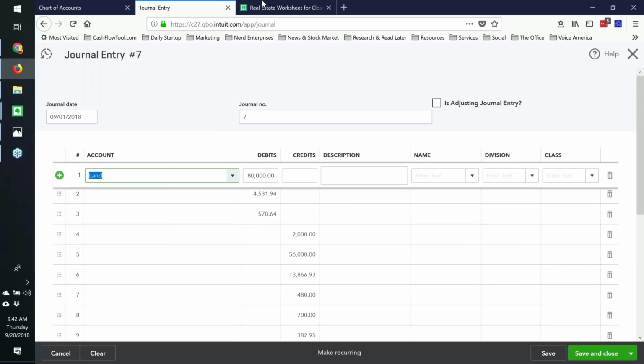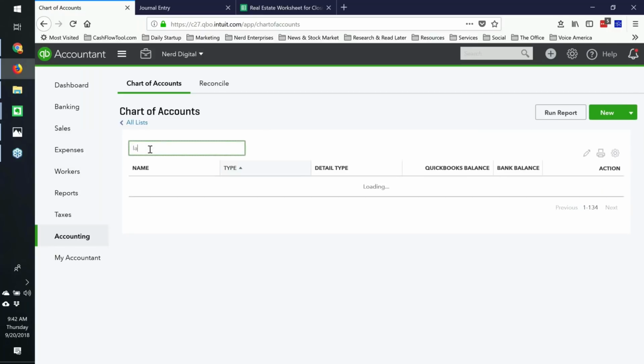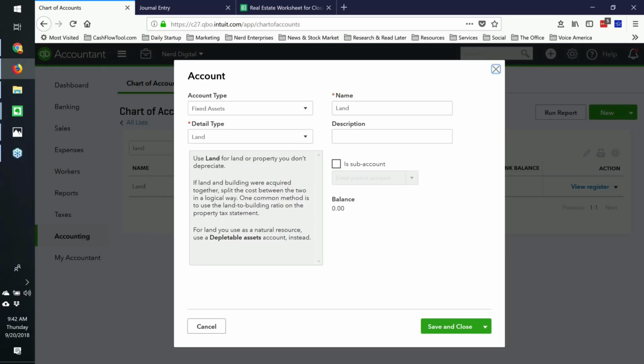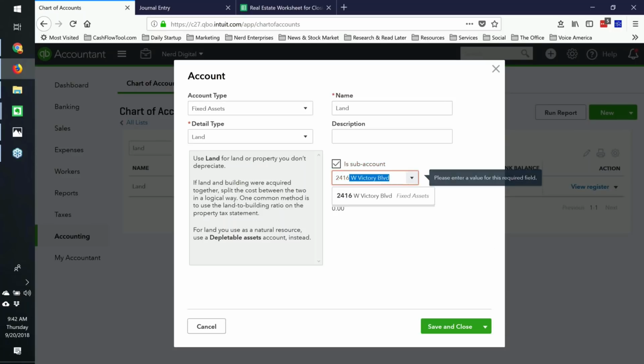And for some reason, it didn't take my sub account. So let's go fix that real quick. That's also why I love having two tabs open, because it makes this kind of stuff really quick. I didn't have to lose my place in the other screen. So let's go to 2416. And that's a sub account of that.